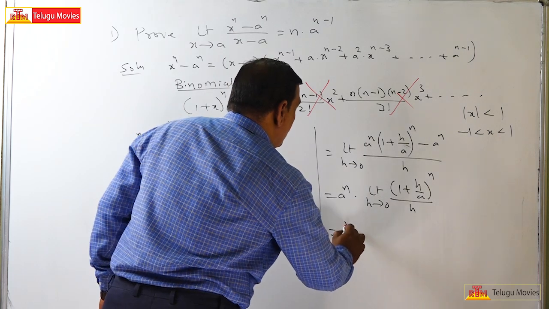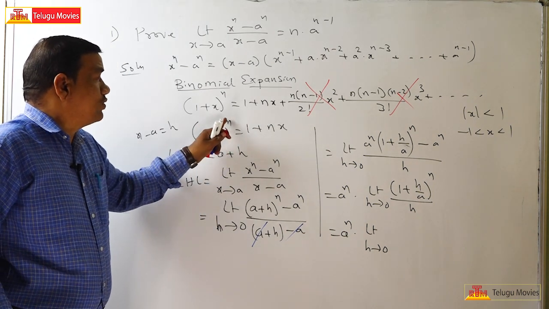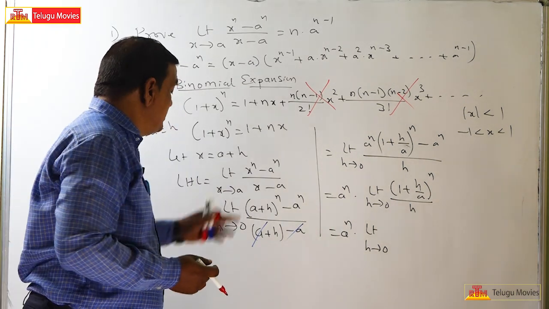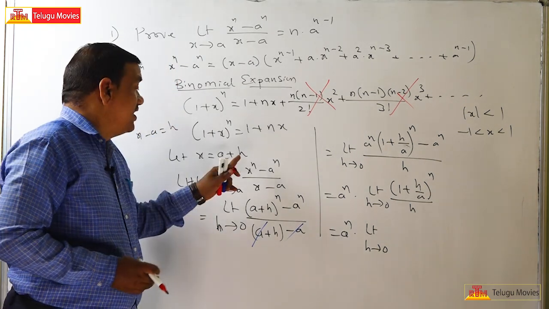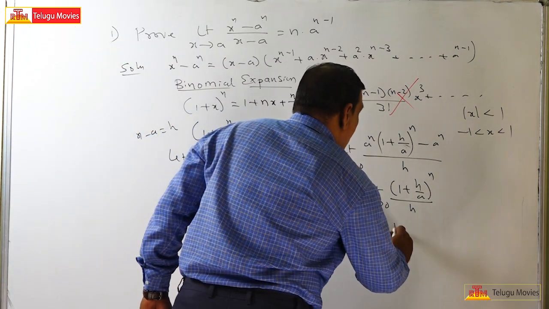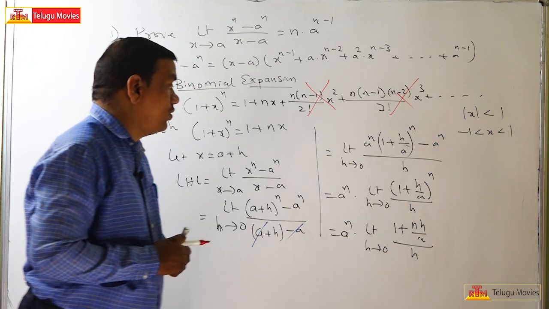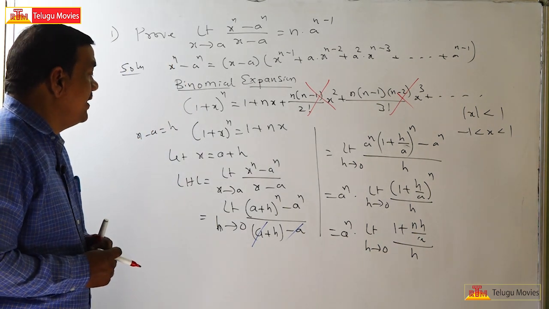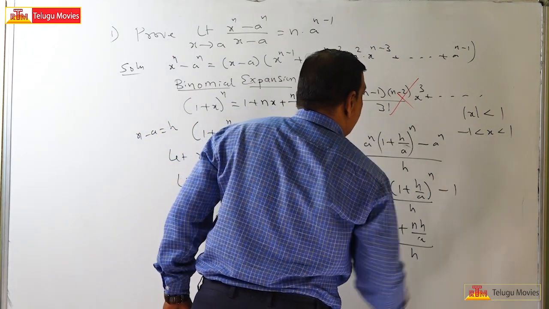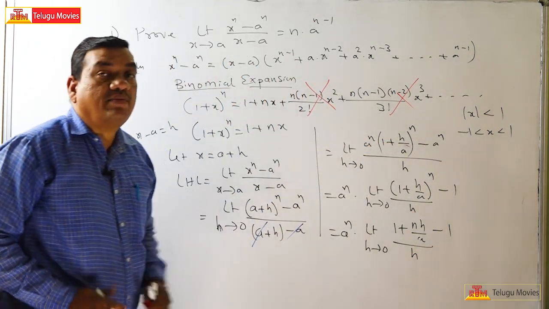So this is equal to a^n into limit h tends to 0. Here we can apply (1 + x)^n equal to 1 + nx, as the higher powers of h/a are negligible, since h is an infinitesimally small quantity. So this is equal to (1 + nh/a − 1)/h. When you take a^n common outside, the minus 1 will be there.